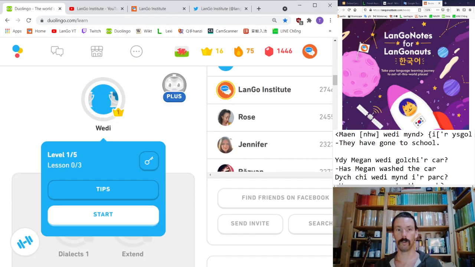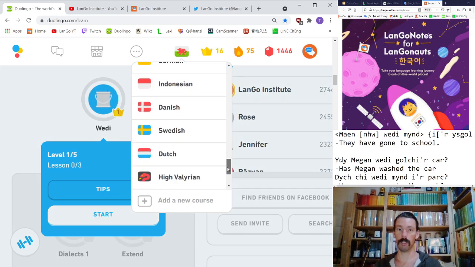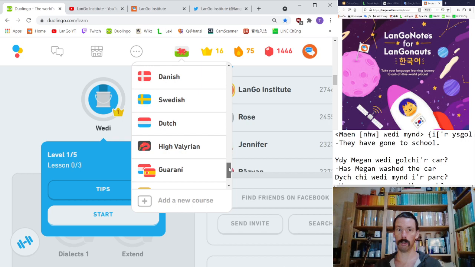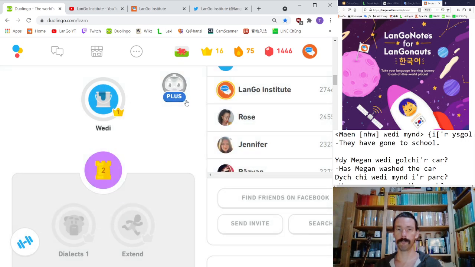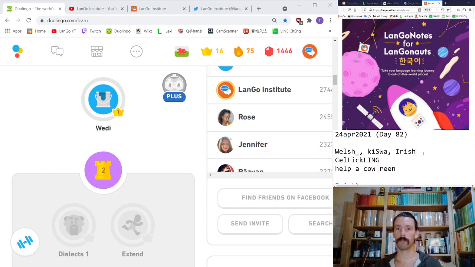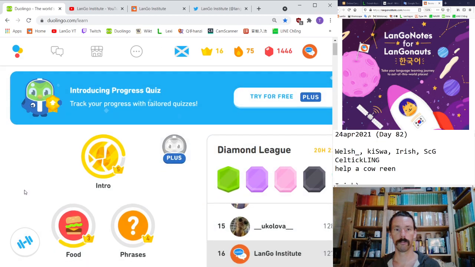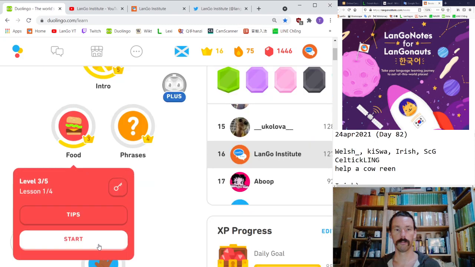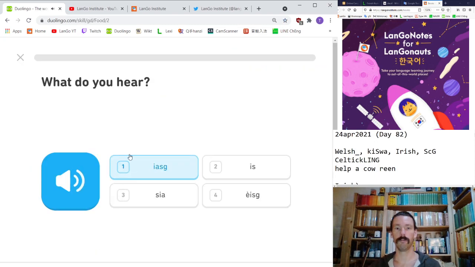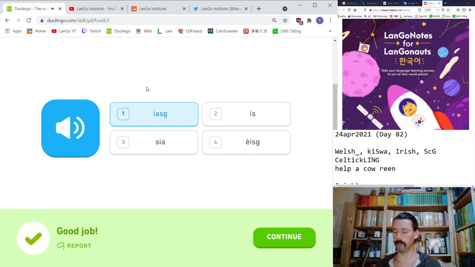So, let's try combining Scottish Gaelic and Irish Gaelic in the same lesson and see if we can escape unscathed. Here we go. Iasc, fish. Unlike the looking cognate, but our word fish is connected.